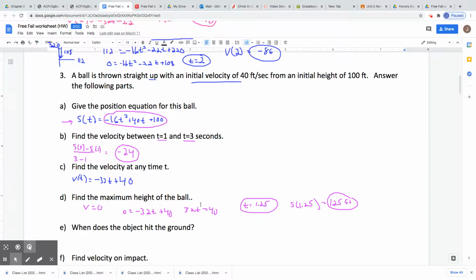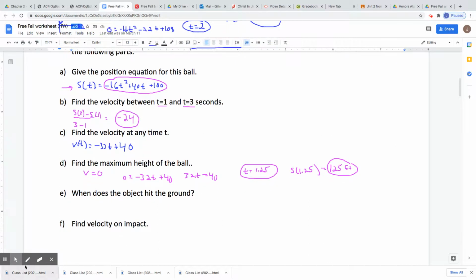All right. When does the object hit the ground? All right. So you set the position equal to 0, minus 16t squared plus 40t plus 100. You then plug that into your calculator. Menu 3 3 3, and you get 4.045 seconds. That's when it hit the ground.